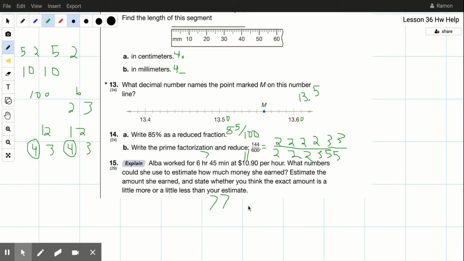The issue is, is this more or less than what we think she earned? Since we had to round up in each case, our estimate is going to be an overestimate of the amount of money that she actually earned. So our estimate is more, not that much more, but a little bit more than what she actually earned.